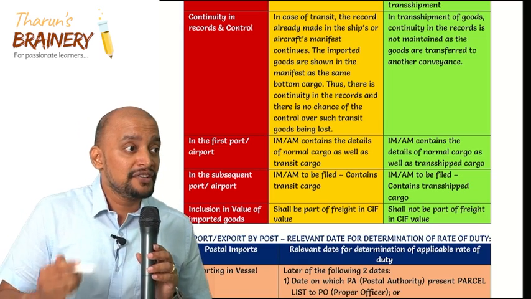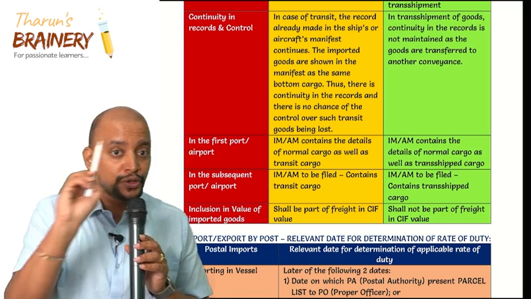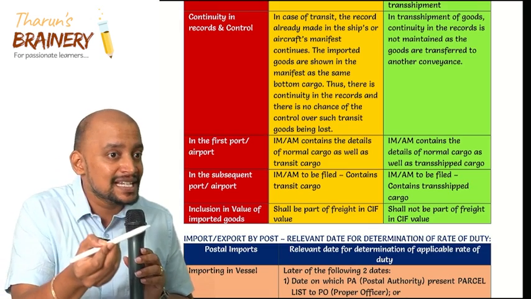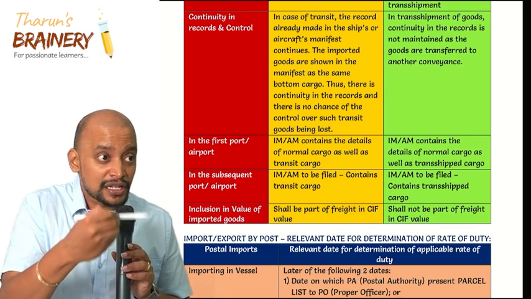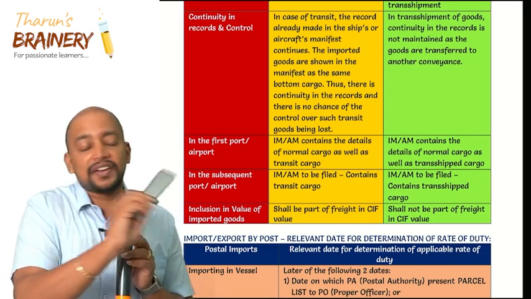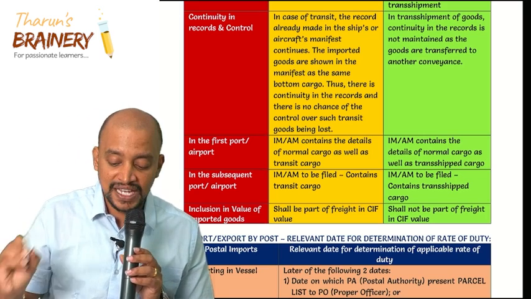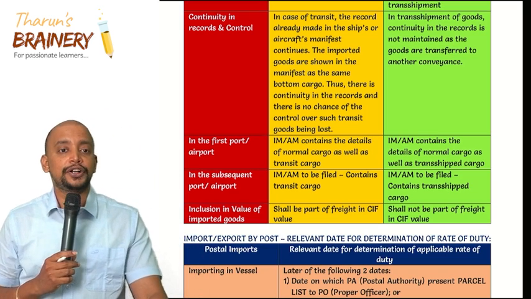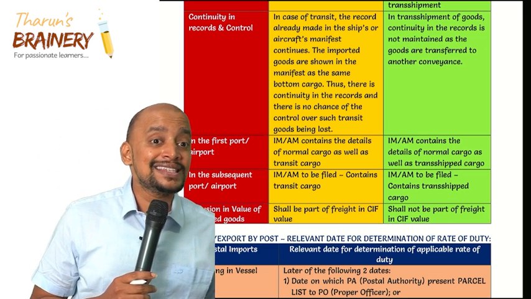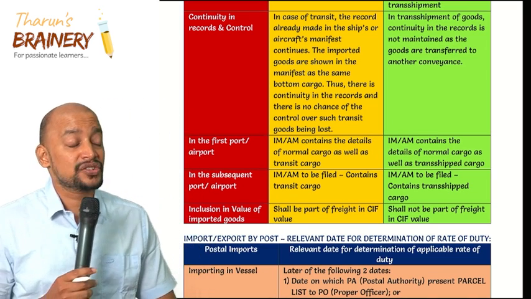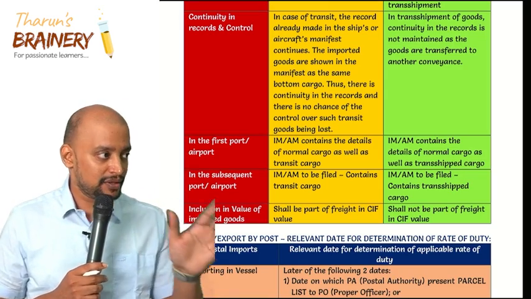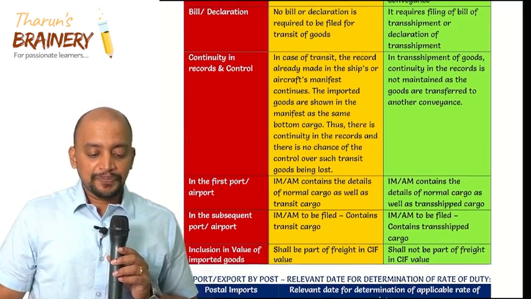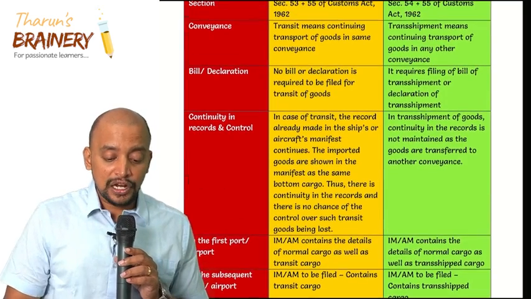Which freight? From Surat port to Kochi port, a different vessel is bringing the goods. For the different vessel also some freight is payable. That freight will not form part of the CIF price, which means it should not be included. So which freight should be added? Transit freight should be added, whereas transshipment freight will not be. Got it? Then continuity bill or declaration.